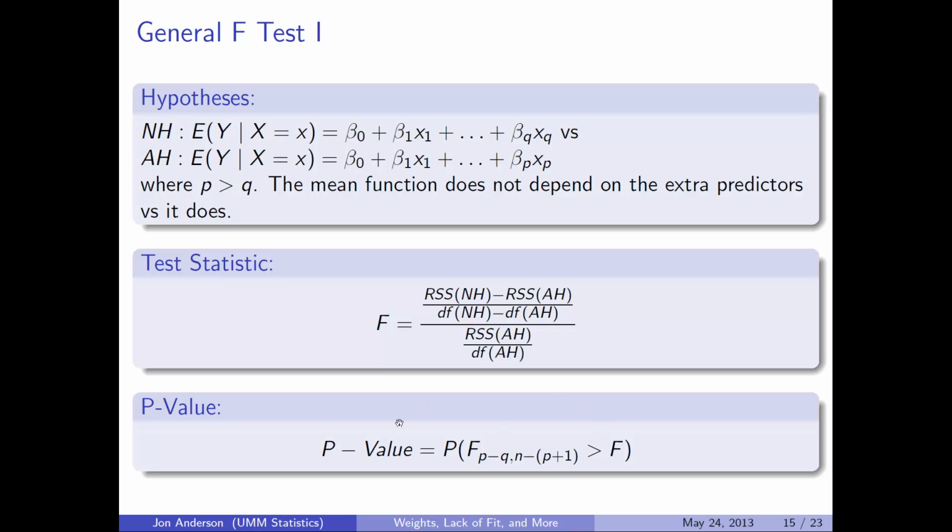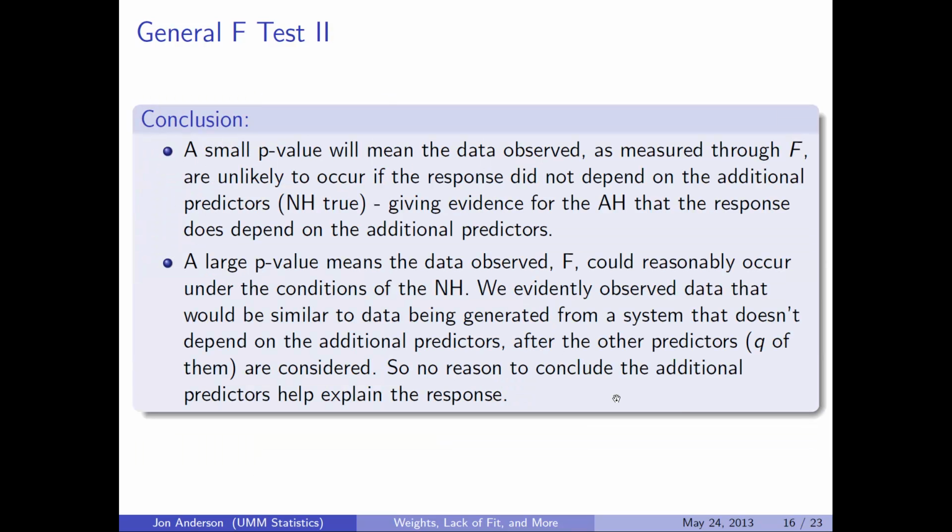Then we move on to the p-value, and we just find out what's the probability that we could get an appropriate F random variable to be bigger than what we've observed from this test statistic. A small p-value, like I mentioned, tells us that the additional predictors are needed. A big p-value means we don't have enough evidence to conclude that the extra terms are really helpful.